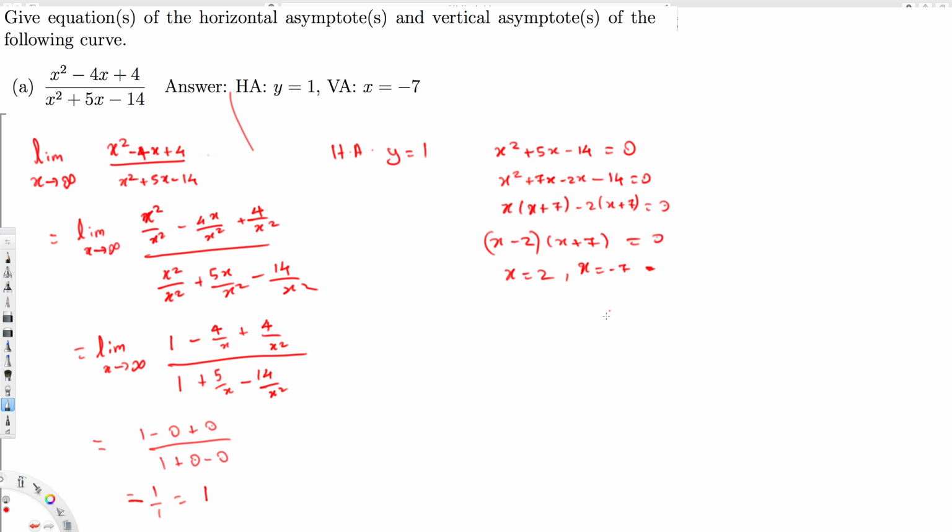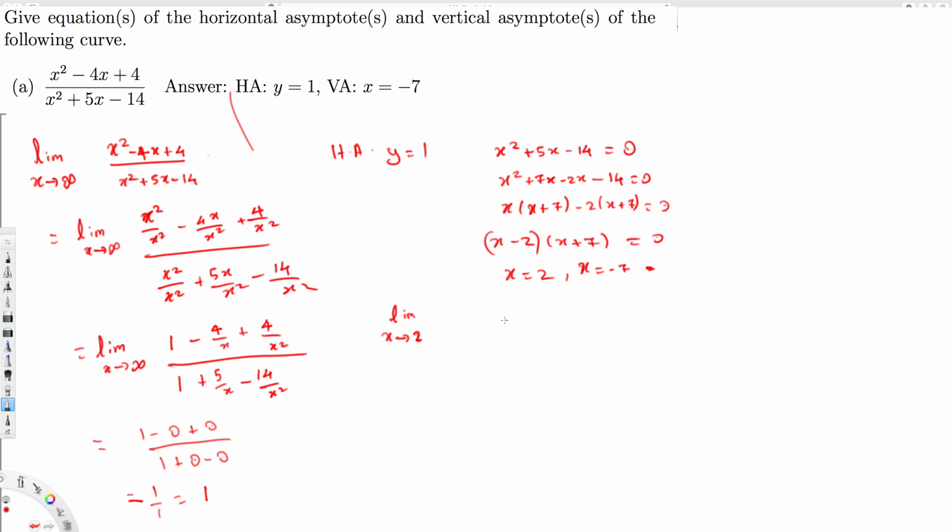These are the two answers, right? Each factor is equal to 0, and I got x is equal to 2 and x is equal to minus 7. Then we have to see if this is true. To check whether it is true, we have to check the limit. When the limit as x approaches 2, what is the y value? The y value we should get is infinity, because that's what asymptotes mean. Whenever we have a value of x at which y should be infinity, that's what a vertical asymptote means.